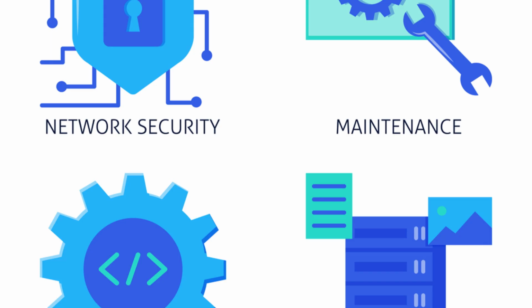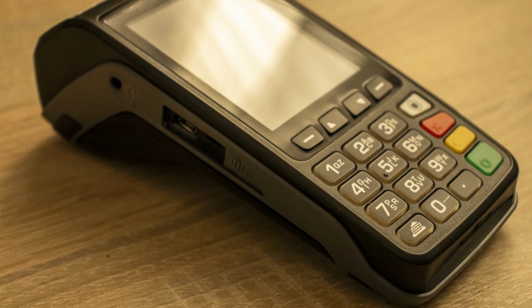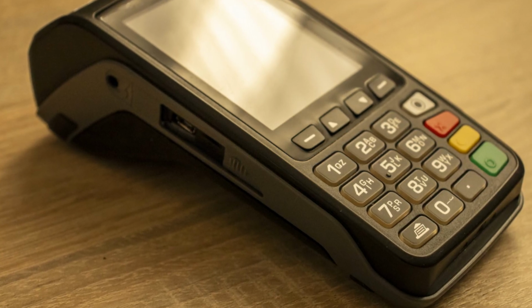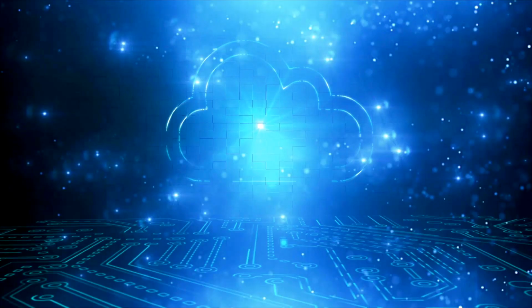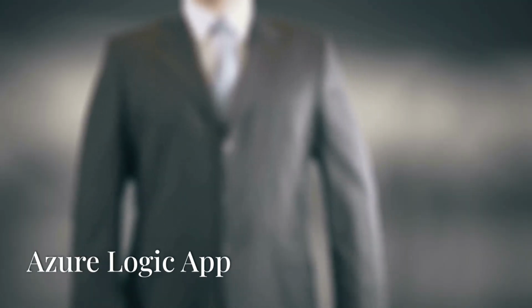Function App is perfect for automating tasks like sending notifications or processing data, running background jobs like resizing uploaded images or processing payments, integrating with other Azure services such as blob storage or event hubs.